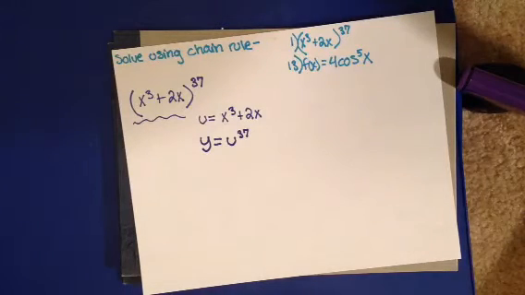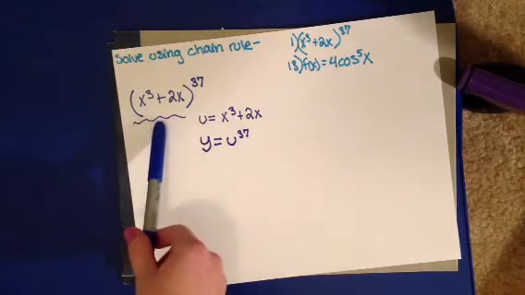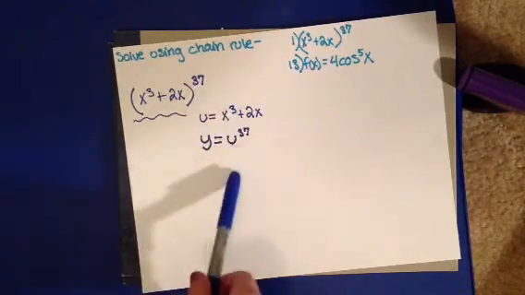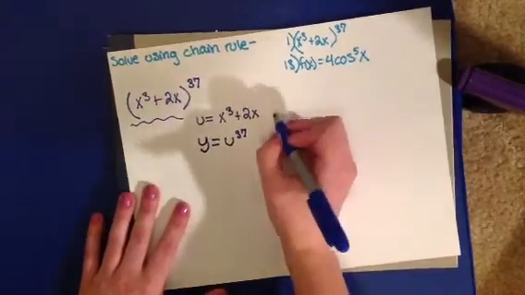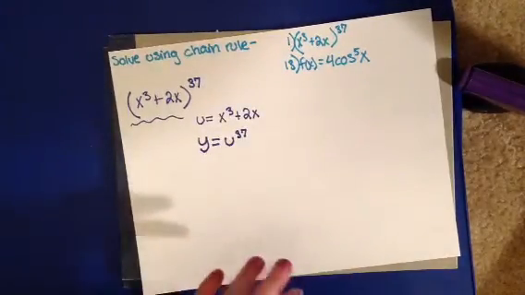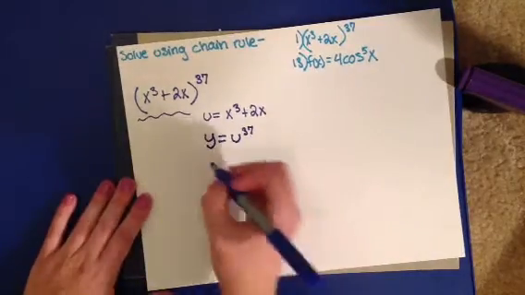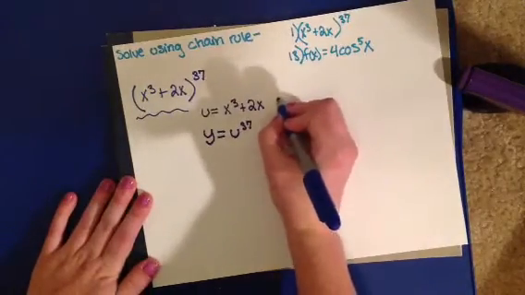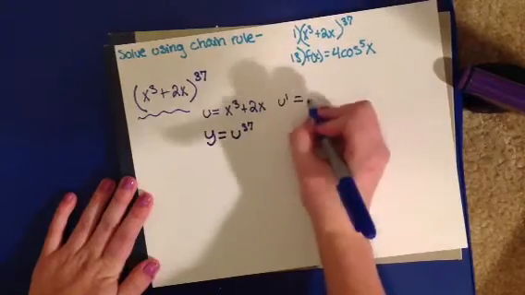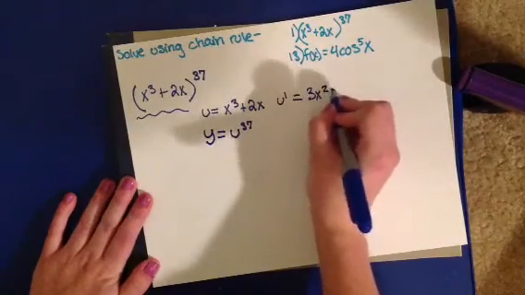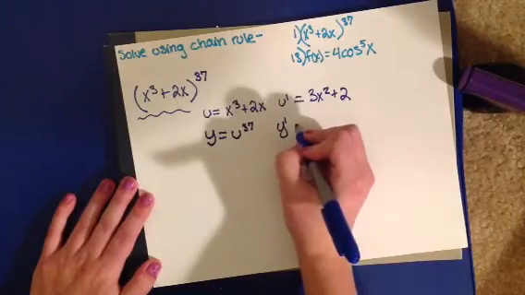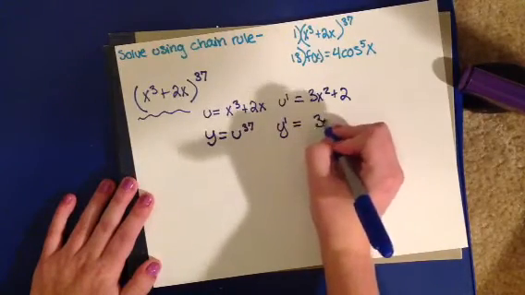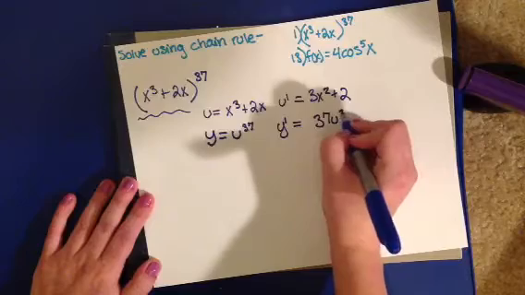Now, we have all of our variables. Now to find the derivative of the whole thing, we have to find the derivative of the 2 separate ones first. So here we go. And this is very easy because we have properties we know. So here's the derivative of u would be 3x squared plus 2. The derivative of y would be 37u to the 36th.